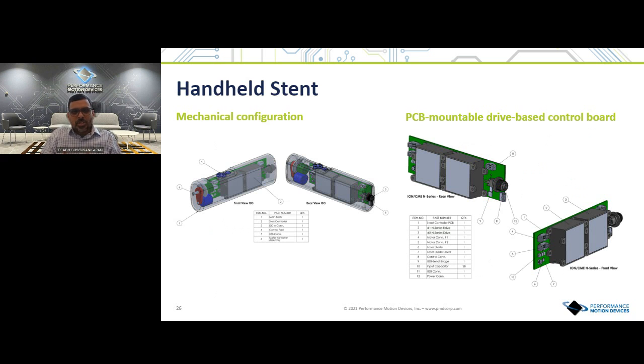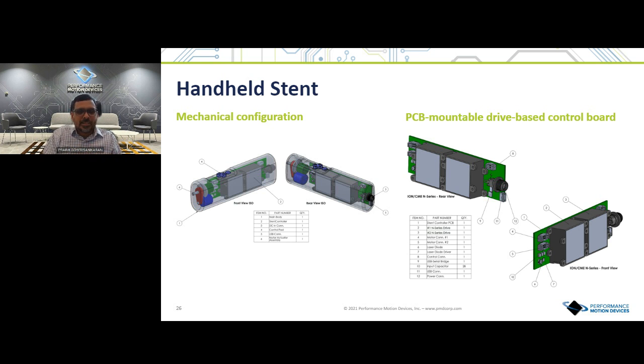And the last application example we want to highlight is in surgical robotics, where they wanted to have a handheld stand that's battery operated, that's low power. Here it shows two of our N-series drives in a battery operated mode, and it has controls for their surgical robotic steps. So this just gives you a visual of how you would implement your system and how the cards would look in your final design.